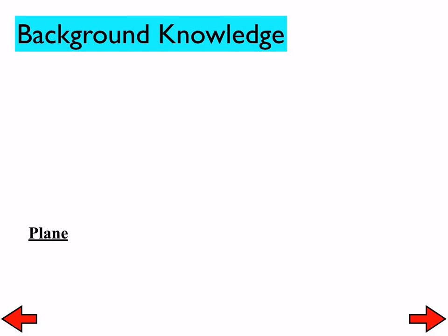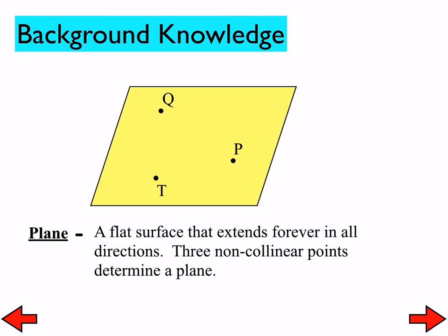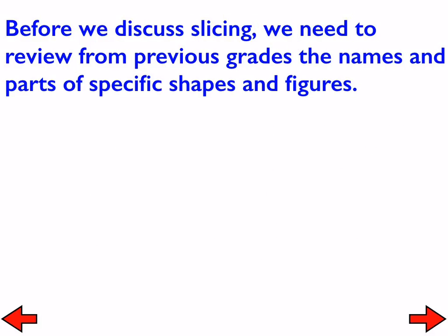Okay? So, background knowledge from earlier grades. A plane is a flat surface, and when we are slicing these three-dimensional shapes, we are looking at the actual plane that results from that. And a plane, as it says up here, is a flat surface that extends forever in all directions. Typically, planes are made up of 3 points that are not on the same line.